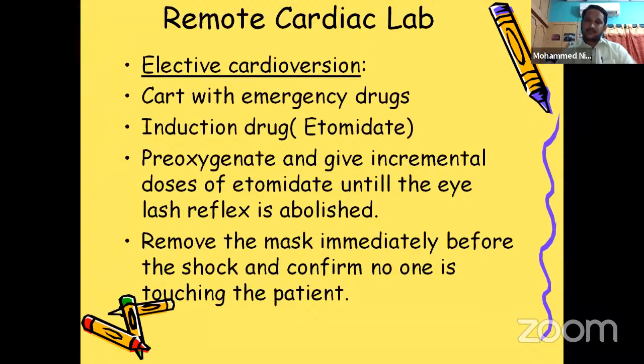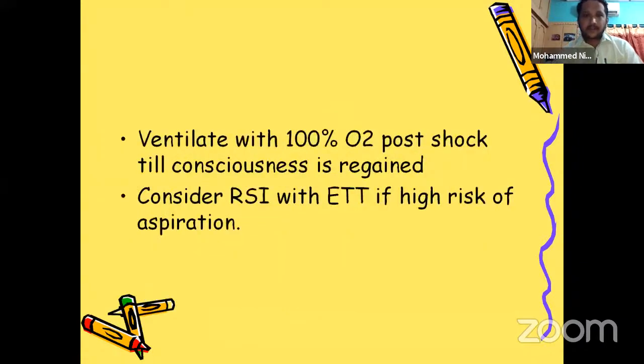We remove the mask immediately before the shock and confirm that no one is touching the patient. Then we ventilate the patient with 100% oxygen post-shock till consciousness is regained. In patients with high risk of aspiration, we consider rapid sequence induction and endotracheal intubation.